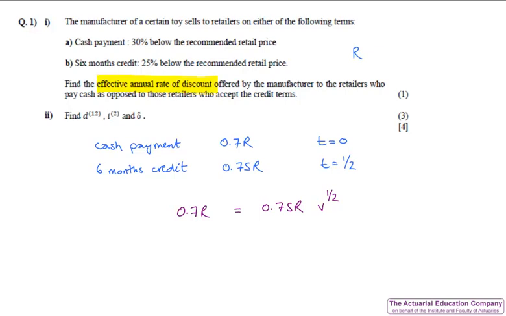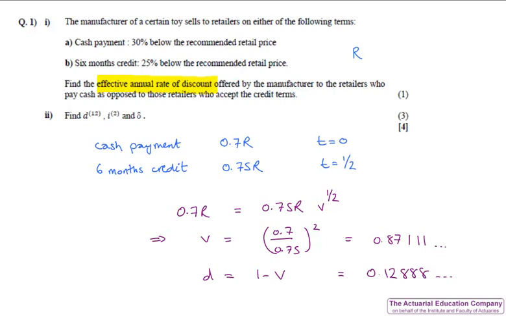Now, just to highlight, we want the annual rate of discount, not interest. So first of all, we'll rearrange this and solve this for v, and then recall that d is 1 minus v, so we get a result of about 12.9%.